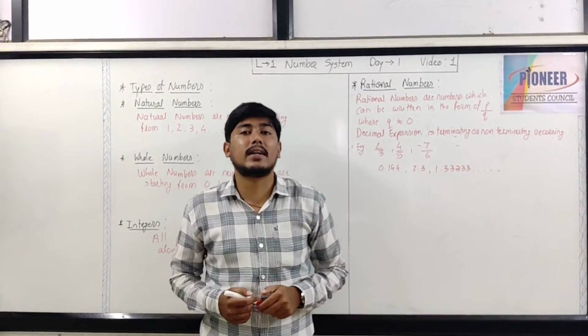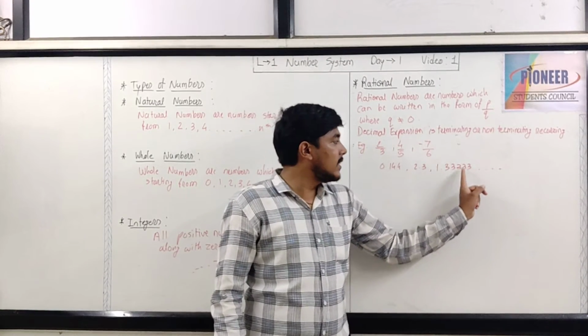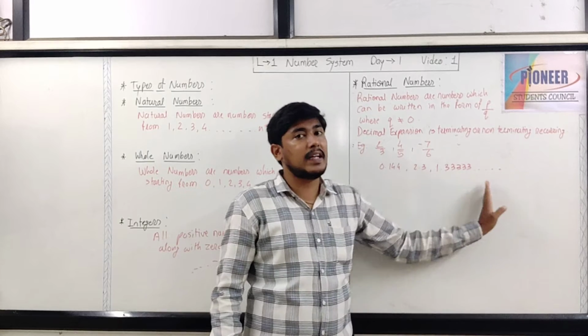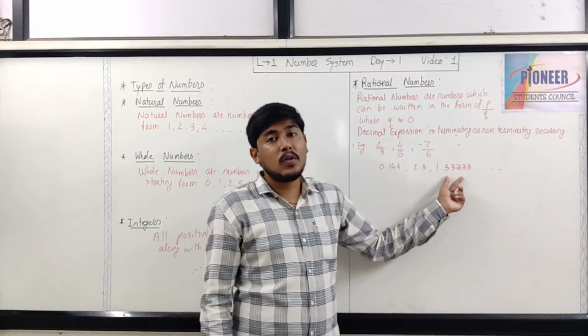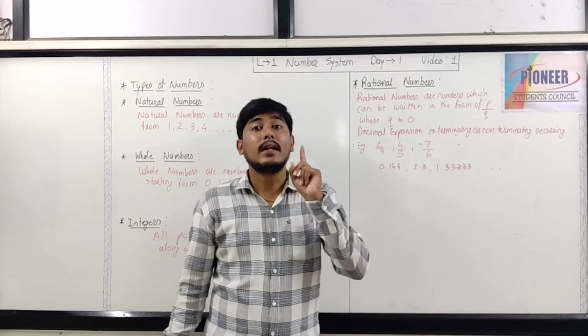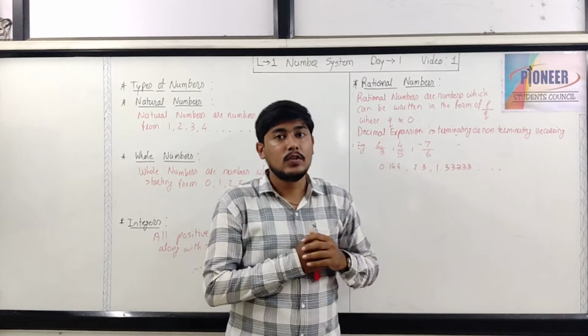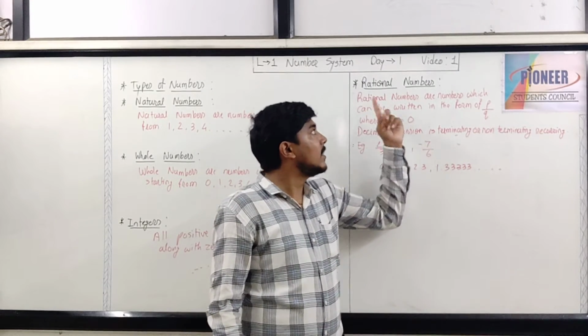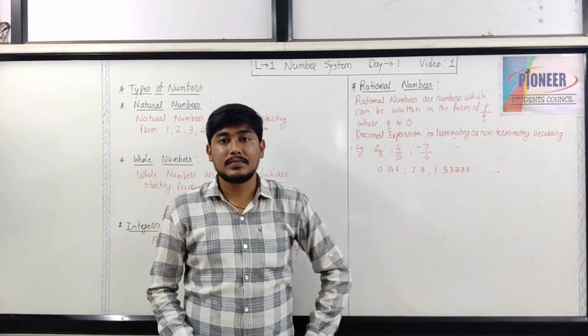Recurring means that the pattern is repeating. See, 3 is repeating continuously: 3, 3, 3, 3. So this number is known as non-terminating but recurring, meaning its part is repeating continuously. Such numbers are known as rational numbers.